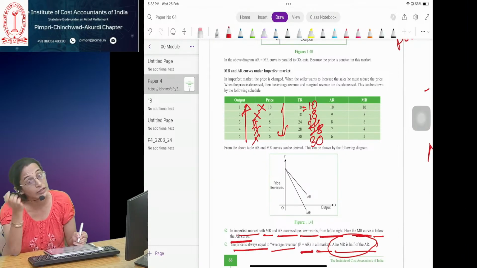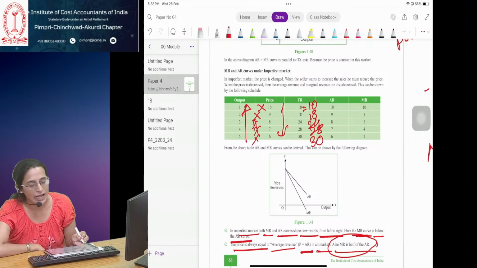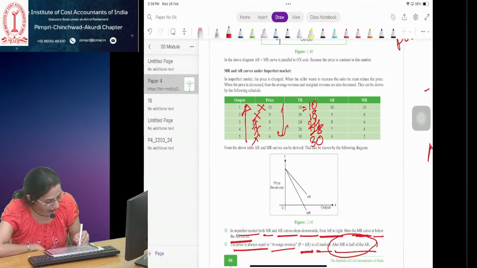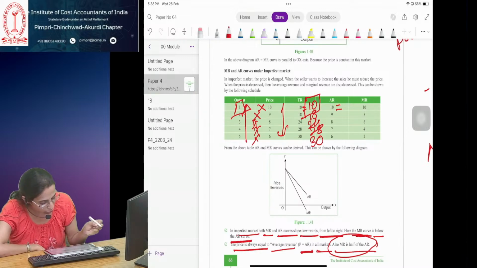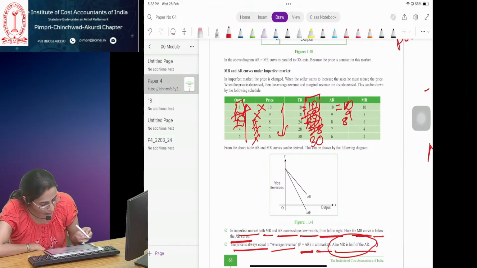Now we will see what impact we are having on average revenue and marginal revenue in an imperfect market. Average revenue, what will it be? Total revenue 10 divided by the output 1, 10. 18 divided by 2, 9. 24 divided by 3, 8. 28 divided by 4, 7. And 30 divided by 5, 6.